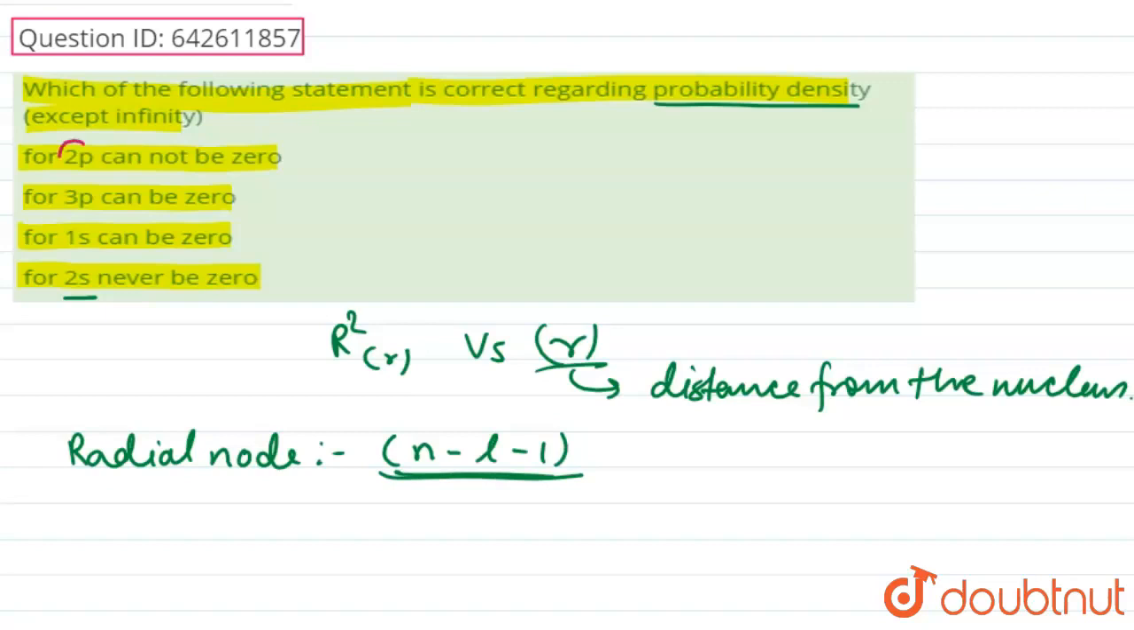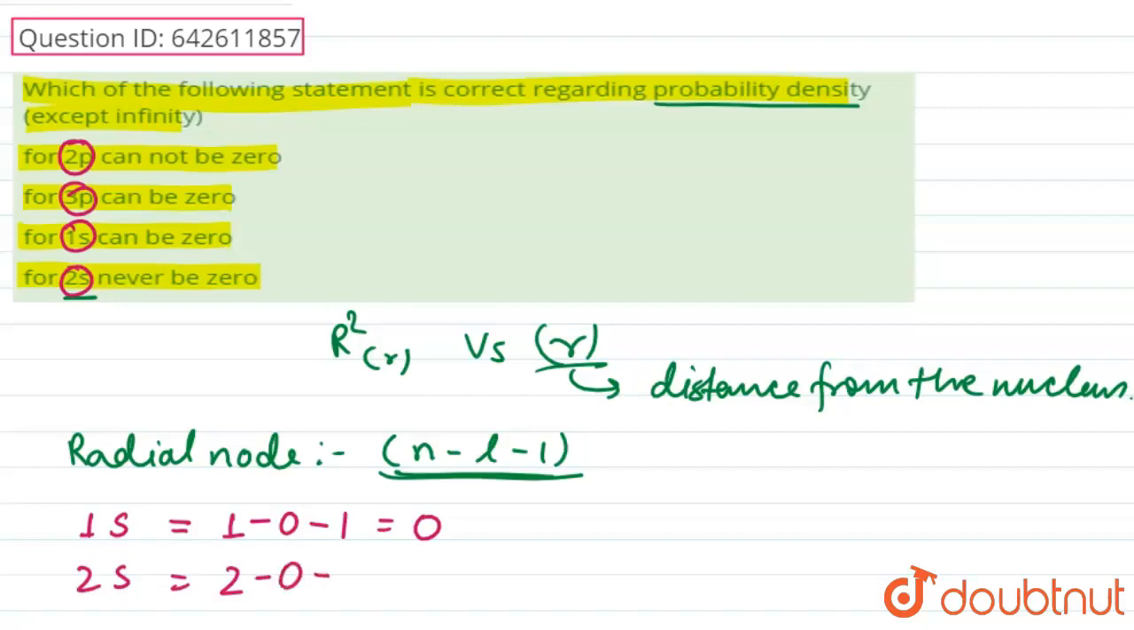So first we will calculate the radial node of 1s, 2s, 2p and 3p. The radial node of 1s: the value of n is 1, for s the value of l is 0, and minus 1, so the total value comes to be 0. In case of 2s, the value of n is 2, for s l is 0, minus 1, which is equal to 1.